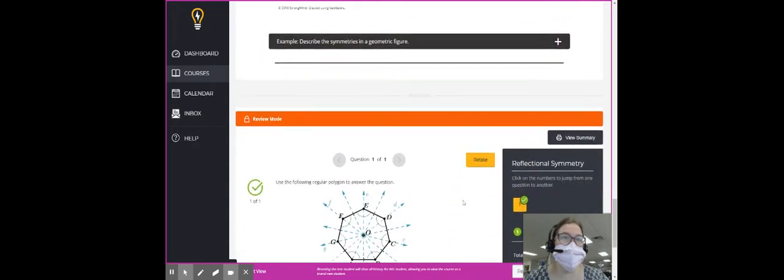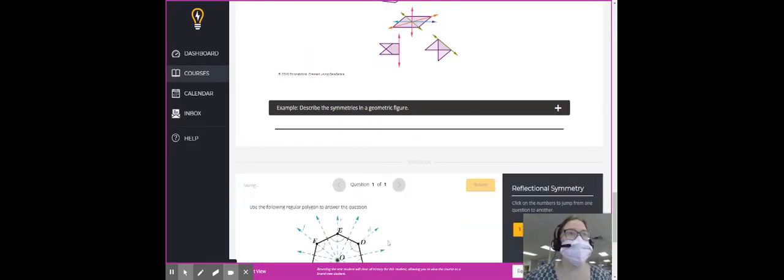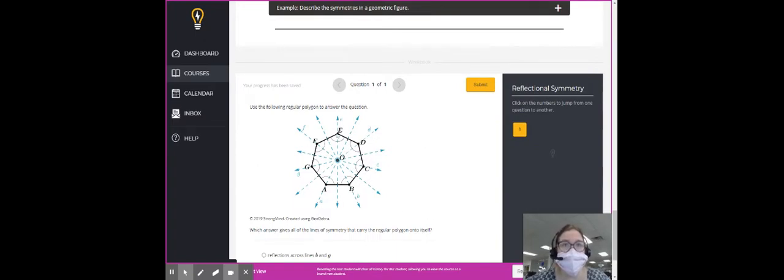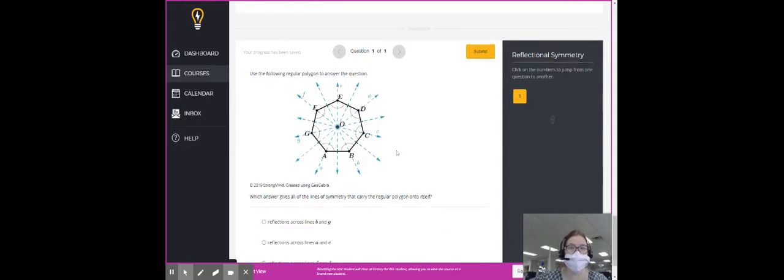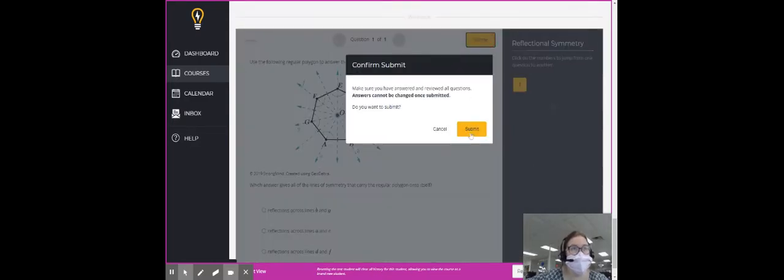All right, so I'm going to do these checks on both this unit and the next workbook, and then leave the checkpoint for you to do. So if we look at this thing, it has 1, 2, 3, 4, 5, 6, 7 sides. So there should be 7 lines of symmetry. Let's just check. There's A, B, C, D, E, F, G. So there are 7 lines of symmetry. And which one of those does that? The only one that has all 7 of them. So there you go.